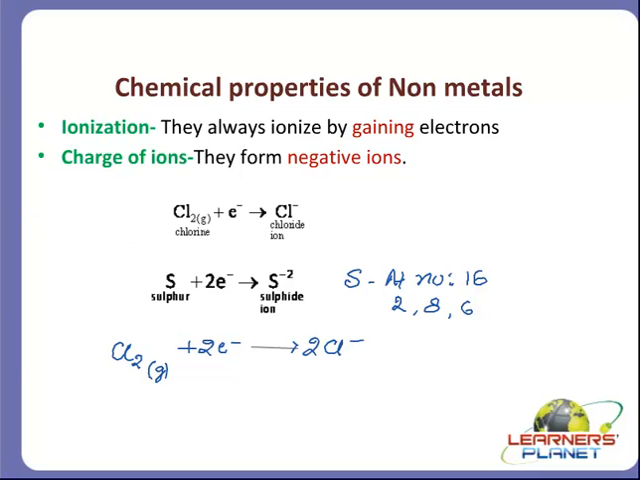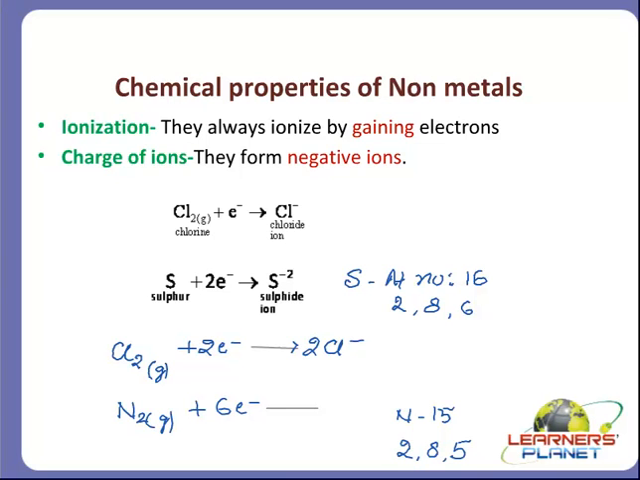sulfide ion. Likewise, if I take nitrogen, nitrogen also exists as N2 gas. So how many electrons should it accept? Now what is the atomic number of nitrogen? The atomic number of nitrogen is 7. How can we arrange these electrons? It can be 2 and 5. So how many electrons does it require to complete its octet? It requires only 3 electrons. Now as nitrogen exists as a diatomic molecule, it should accept 6 electrons and form 2 N3 minus ions.